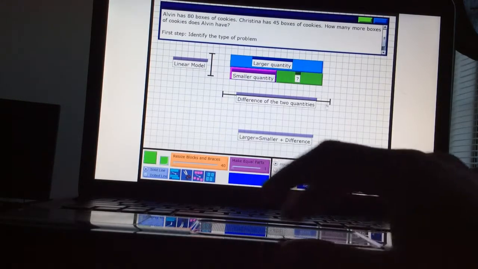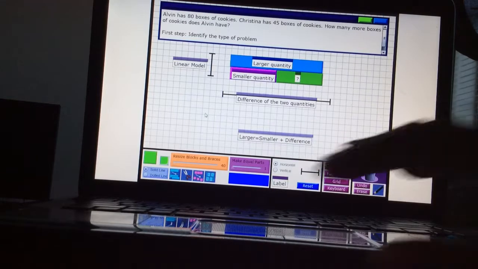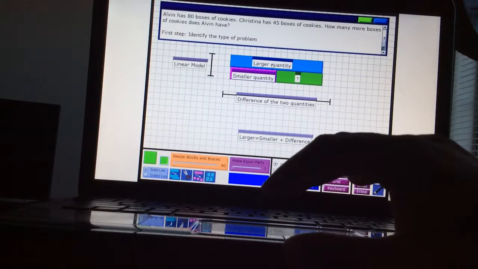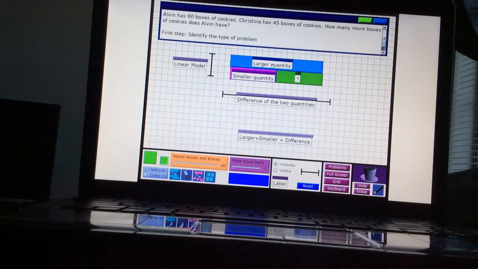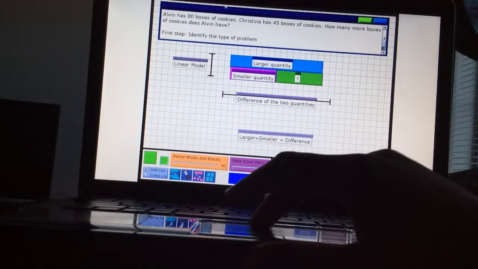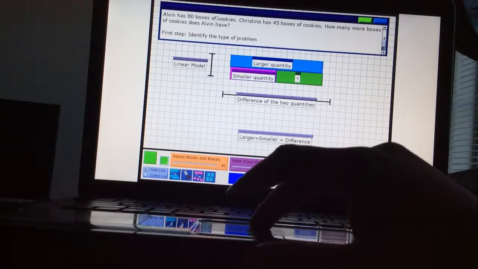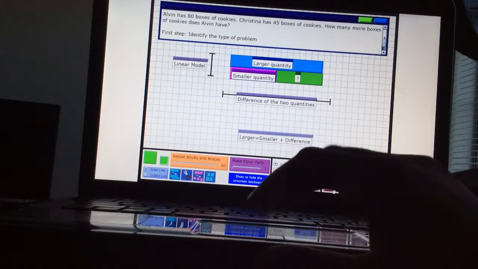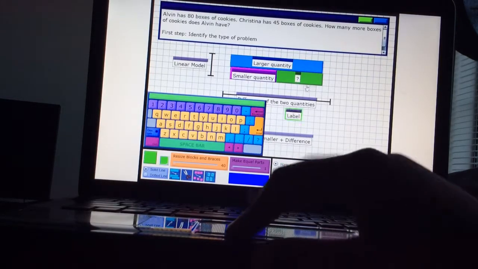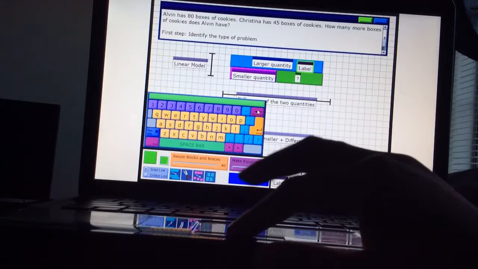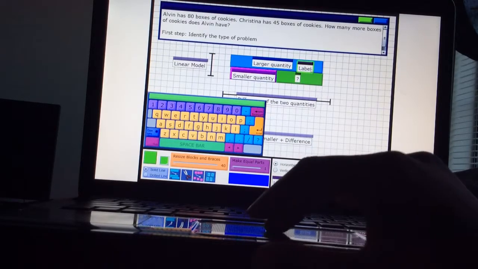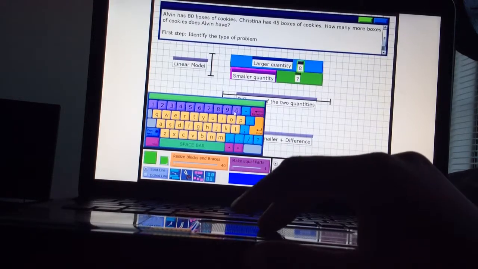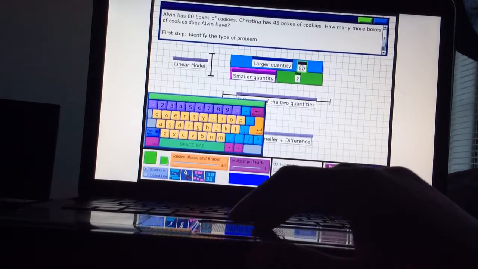Okay, so let's begin. The first thing we need to do is label our strip diagram. If you look back into the word problem and find the larger quantity, the larger quantity is the 80 boxes of cookies that Alvin has. So let's add that label there. Okay, so 80 is our larger quantity.